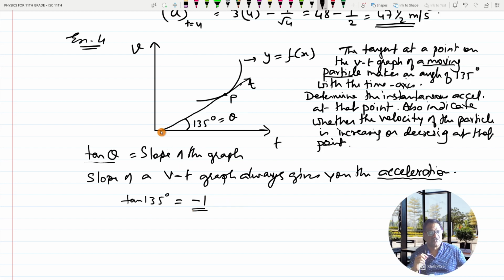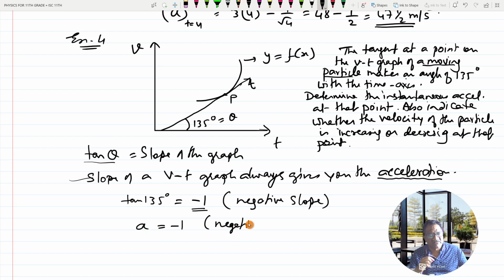So the slope of this tangent is -1. -1 is nothing but a negative slope because it has a negative sign. So this is a negative slope, isn't it? Now, one more thing we know, that the slope of a VT graph will give you the acceleration. So your acceleration is equal to -1, and it is a negative acceleration.